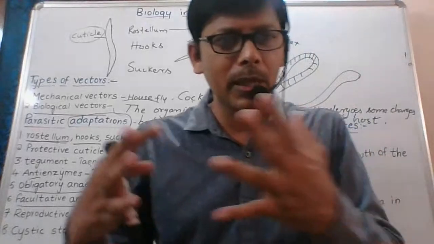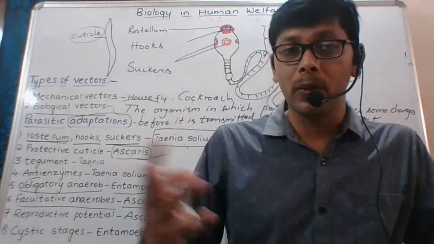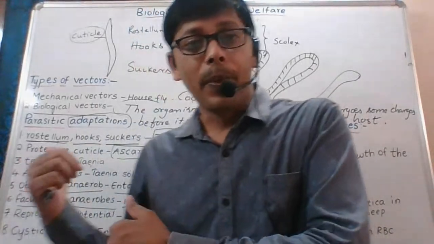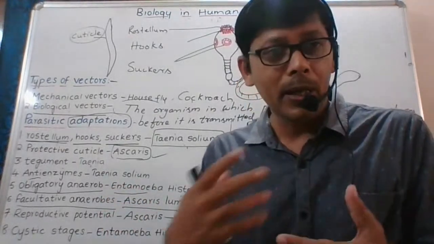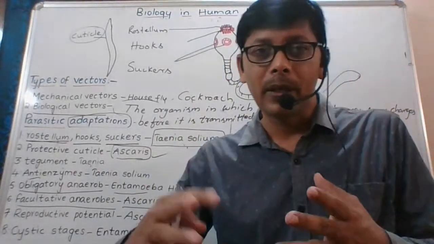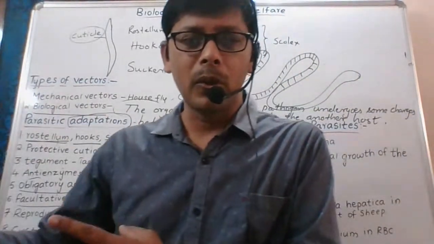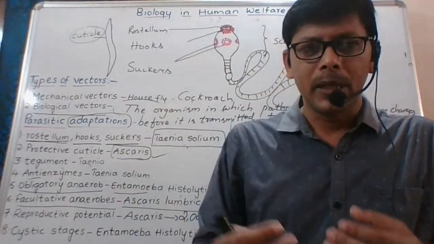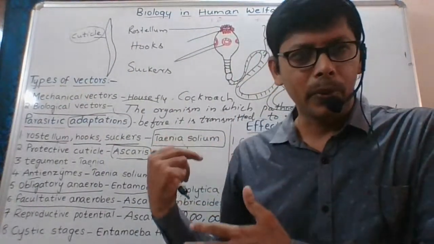But human beings give birth to just one or two individuals. Human beings do not have much reproductive potential. But this lower animal, this invertebrate, has a higher reproductive potential, because it has to overcome so many problems in order to reach a new host. The chances of reaching the new host are very small. That is why it produces a lot of eggs, so that even if only some eggs reach the new host, its survival chances increase.